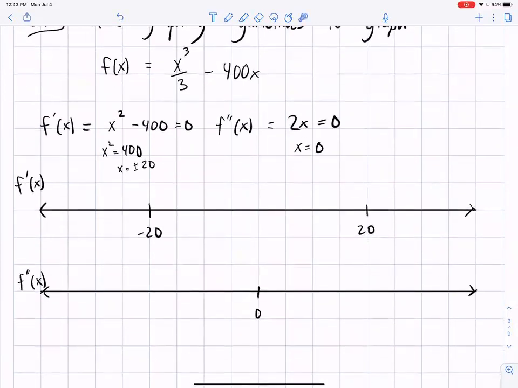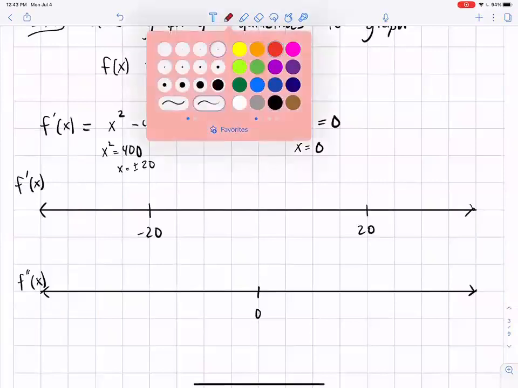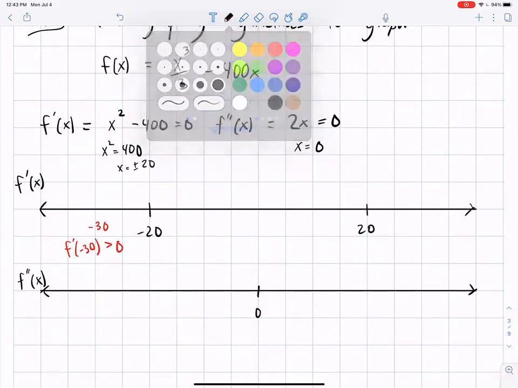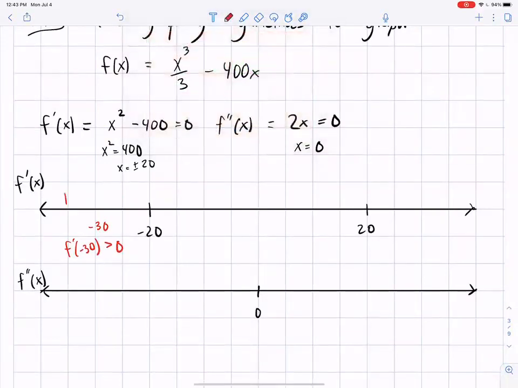And now I want to test. If I plug in a number less than negative 20, for instance, negative 30, so let's do negative 30 as our test point. F prime of negative 30 is going to be positive or negative? It's going to be positive, right? Because this number will be bigger than 400. And so this is going to be plus. So maybe I'll do this in red. So plus, plus, plus. And then it's 0 right here.